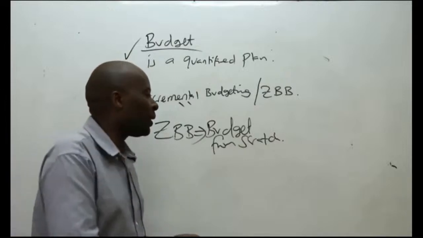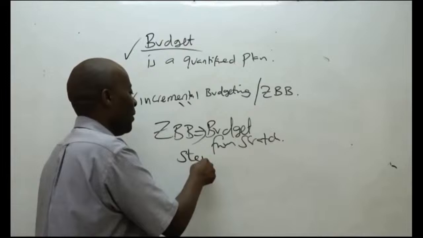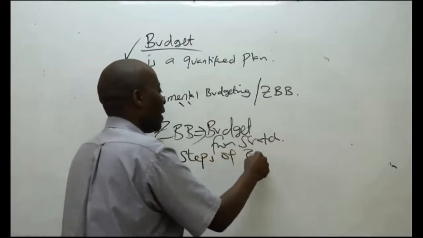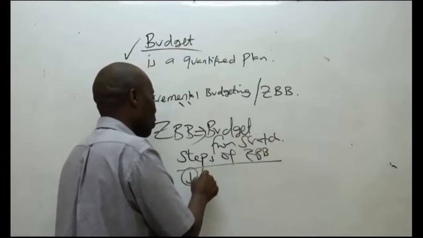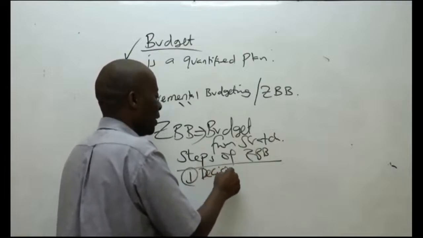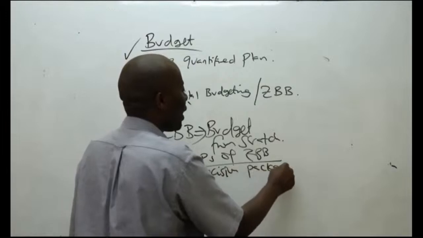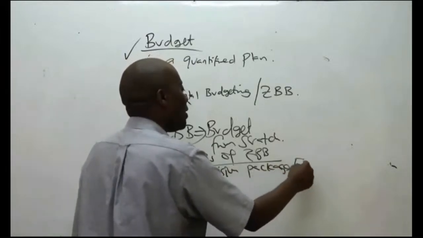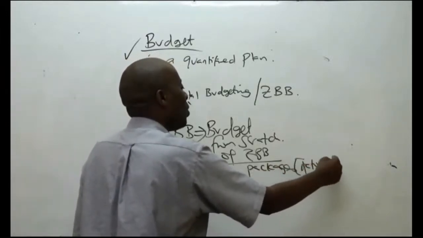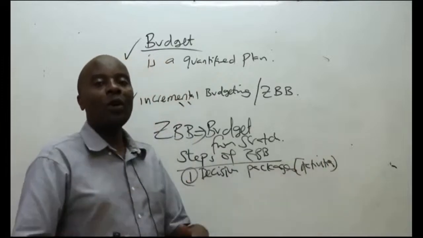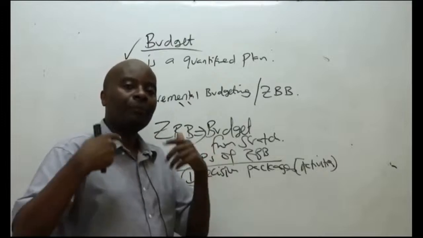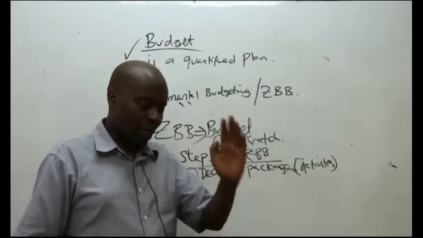Remember the steps of ZBB. How do we come up with this? First of all, we come up with the decision packages, alternatively what we call the activities. What activities are we going to undertake in the coming year? You come up with them.